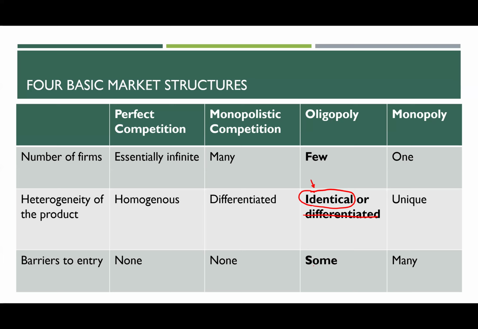And then lastly, barriers to entry are key, right? That's one thing we discuss with market structures. And so for oligopoly, there needs to be some barriers to entry so that the number of firms is truly limited to being just a few.